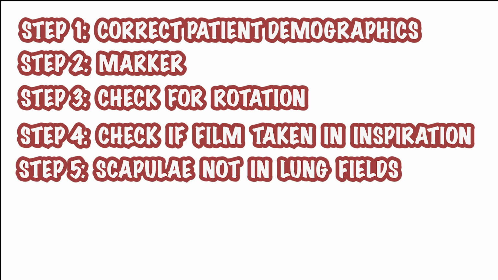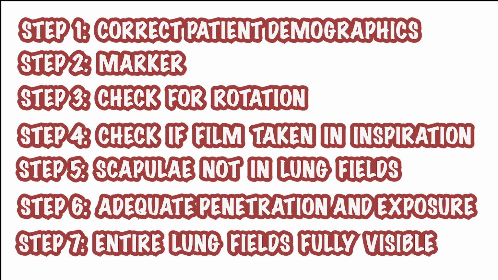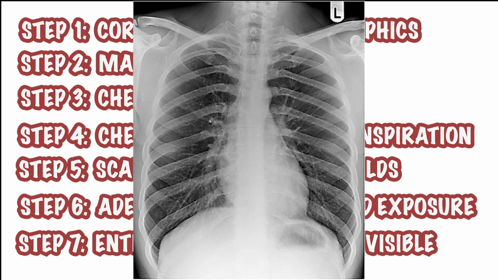Step 5. The scapula should not overlay the lung fields. Step 6. There should be adequate penetration and you should be able to count at least 3 to 4 thoracic vertebrae behind the heart. An overpenetrated X-ray appears darker than usual, whilst an underpenetrated X-ray appears lighter than usual. And finally, step 7. Ensure that the entire lung fields should be fully visible on the film, including the costophrenic angles and apices. And in this way, you ensure that you have a good film and you can easily interpret the X-ray.